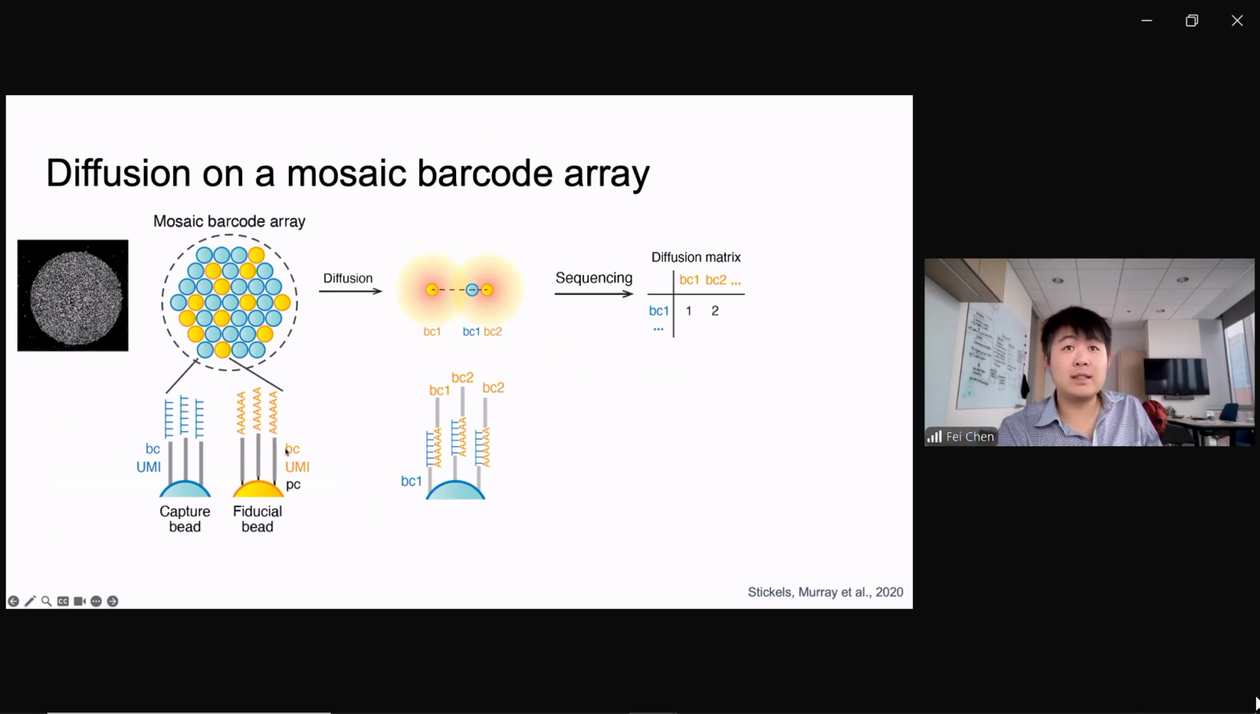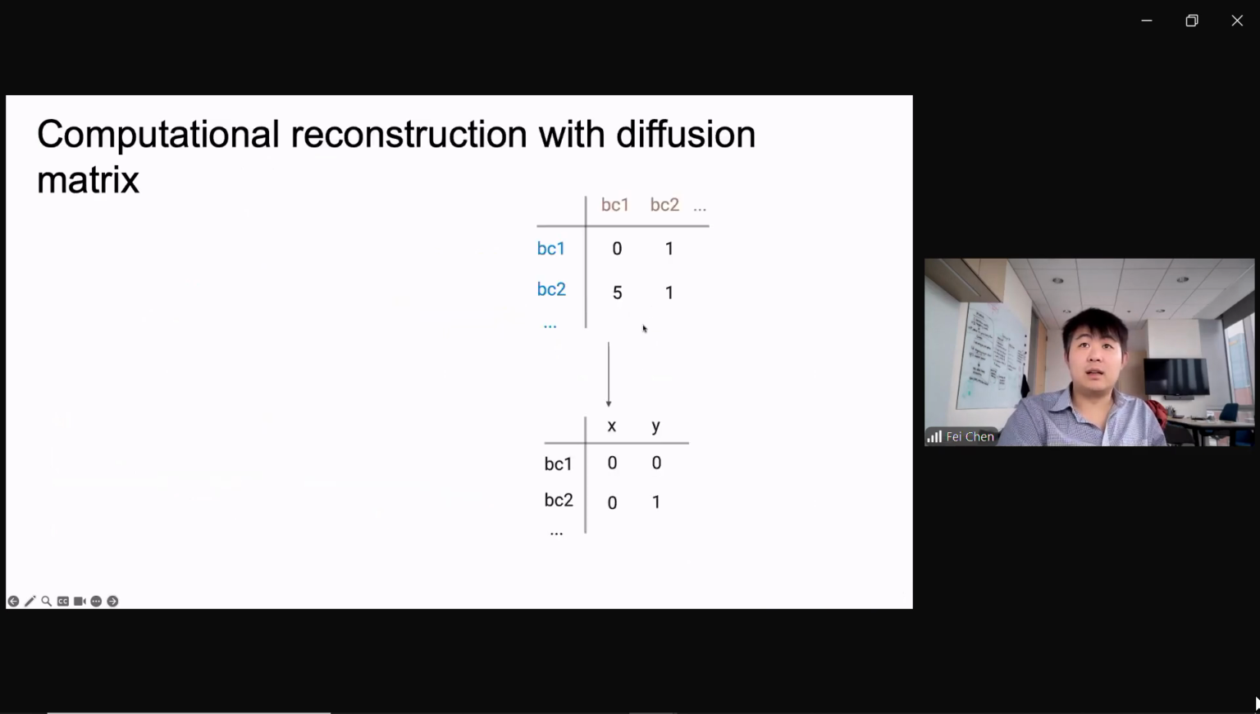When you do this reaction, basically what happens is these guys go over and get captured locally by the nearby beads. When you sequence it, you end up with this matrix of barcodes in the capture beads by how many barcodes it saw in the diffusion beads. It's almost like a single cell matrix, right? And the idea then is that given this matrix, you want to know for all of the barcodes, what was the XY location?